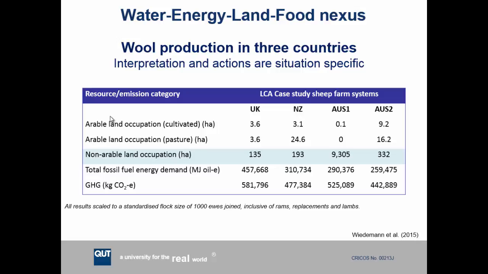Other differences need context too. The higher energy use in the UK is due to the fact that some housing is required over winter, which obviously we don't use in Australia. So I just want to stress that we have to understand the drivers and the circumstances to be able to understand how to manage these resources to optimise their use for production in different areas.